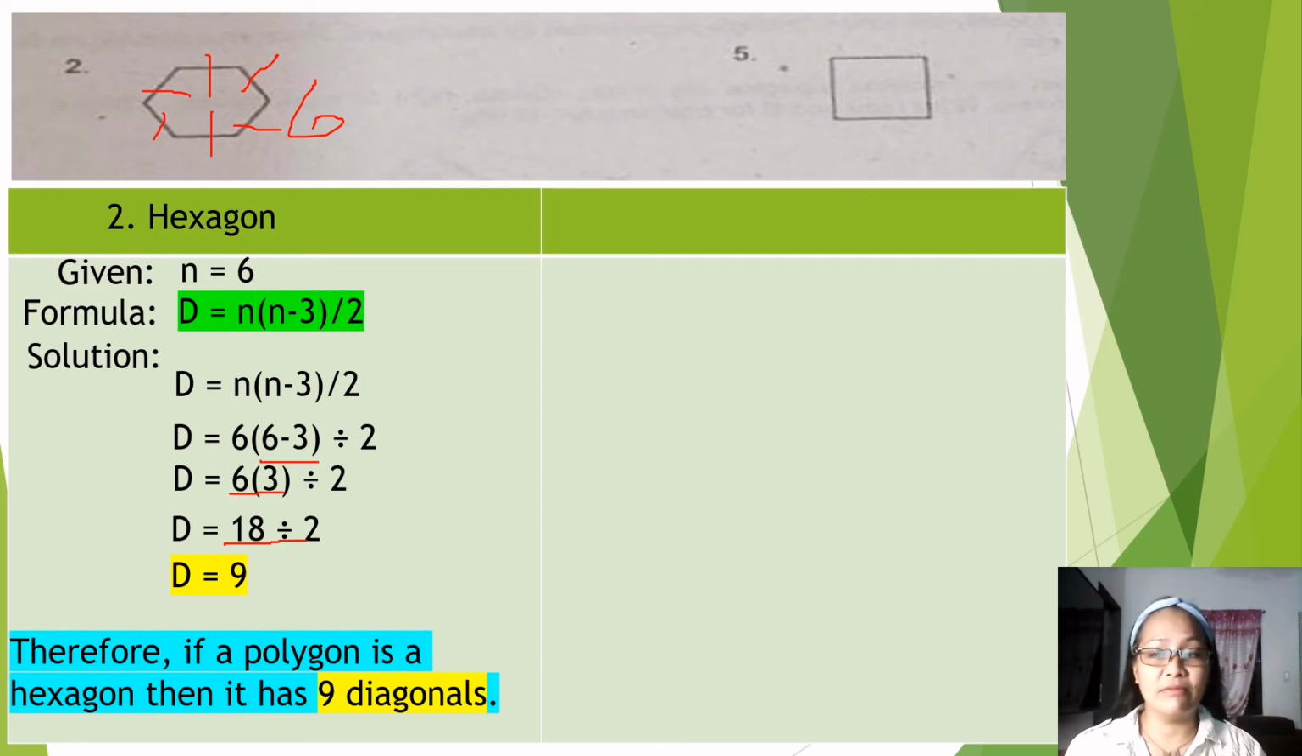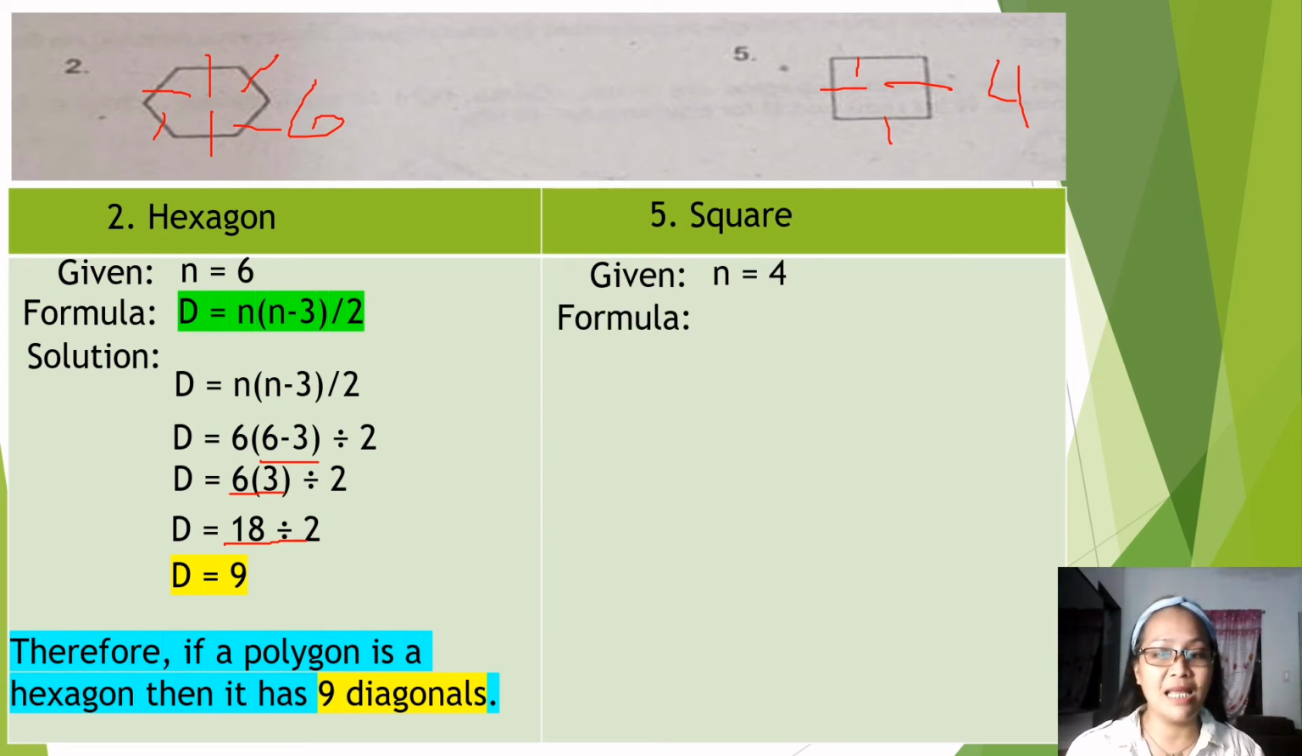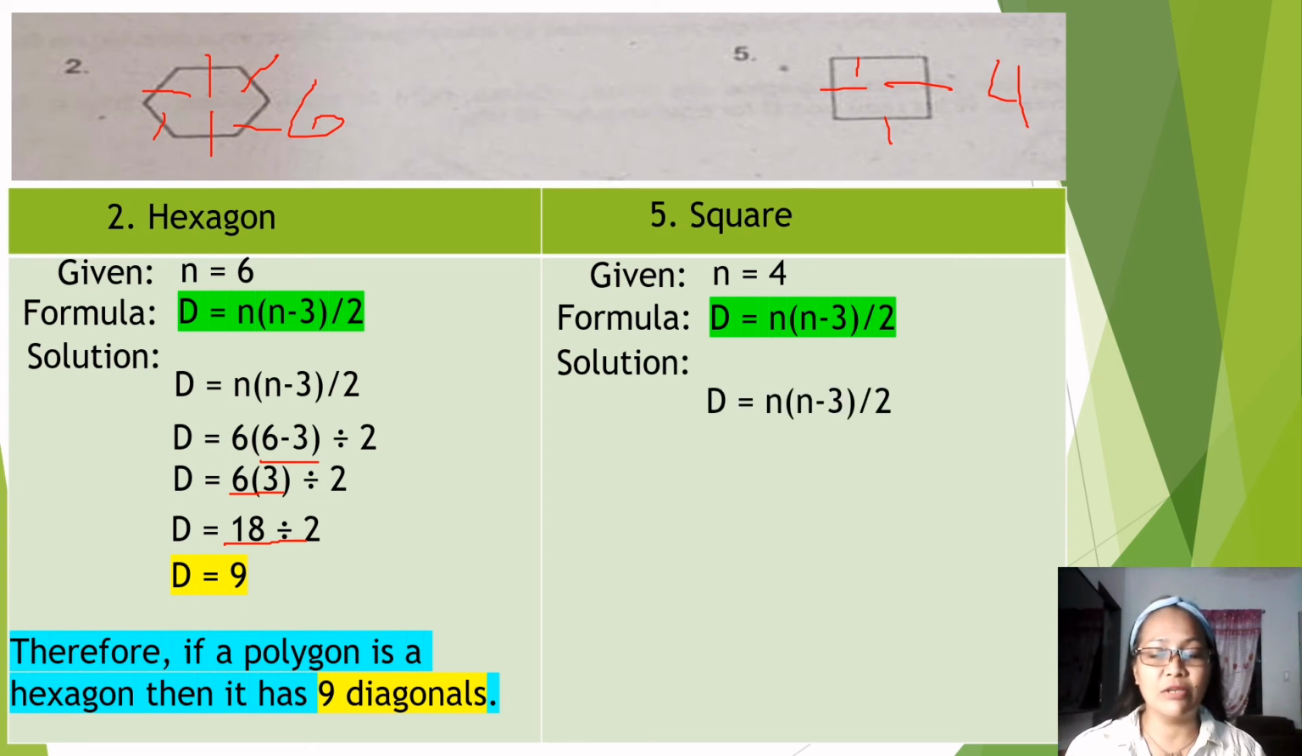Next figure, first we need to count the number of sides. So we have 1, 2, 3, 4. So it is a four-sided polygon, and we call it square. So first we need to find the given. N is equal to 4. And for our formula, D is equal to N times (N minus 3) divided by 2. And for our solution, first we need to copy the formula as our guide and of course substitute the given.